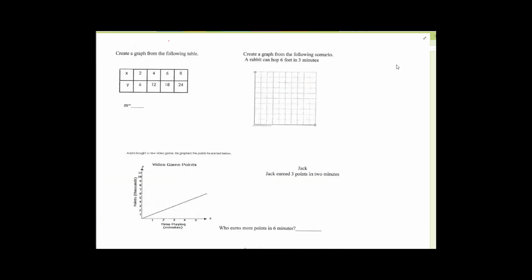Hey guys, Mr. Turner here. Quick review for your retake for proportions. Let's get right at it. We got a lot to cover here.